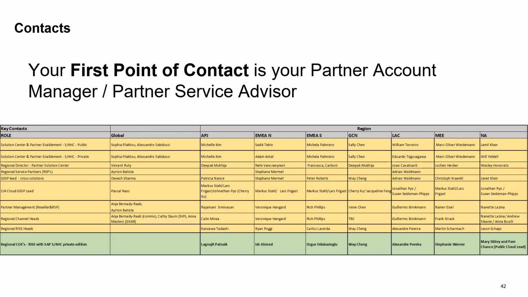Also here, what I've got is some key contacts within our organization by region that might come in handy. So keep this sheet with you. So if you or your partner account manager needs additional help, here we have our specialists globally and broken down by region. We're here to help.